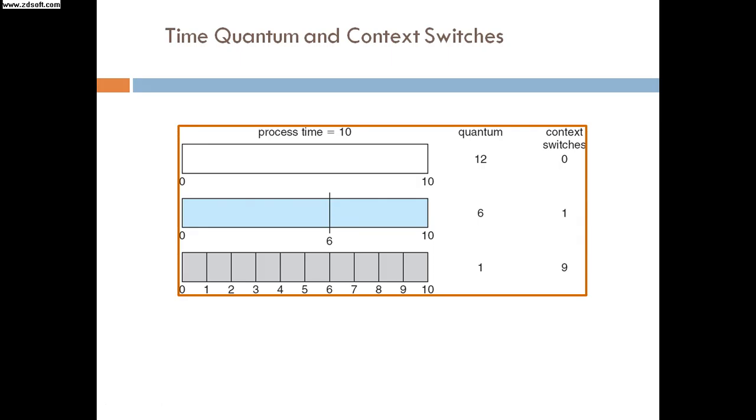The time quantum has a major impact on the performance of the round robin scheduling algorithm. If the time quantum is 12, we will have no context switch for executing this particular process. If it is 6, we are going to have one context switch. If the time quantum is very low, we will frequently have context switches. So we have to be careful in setting the time quantum, which will enhance the performance of the round robin scheduling algorithm.